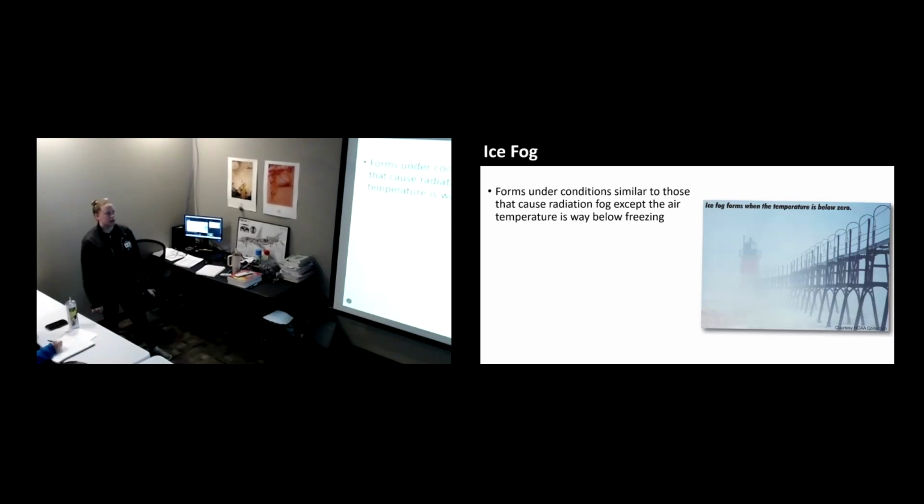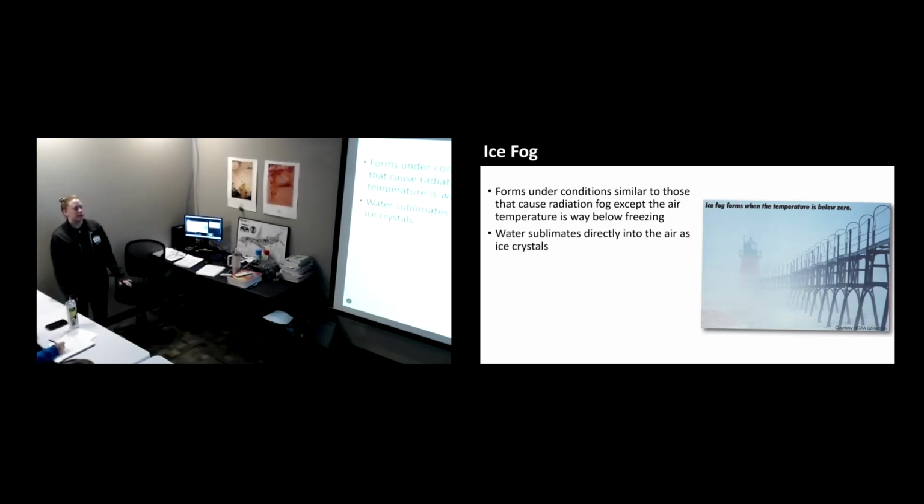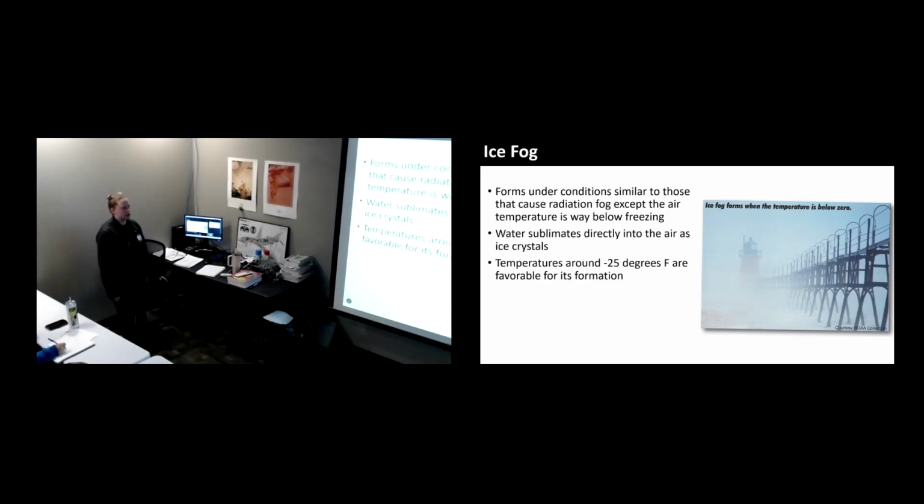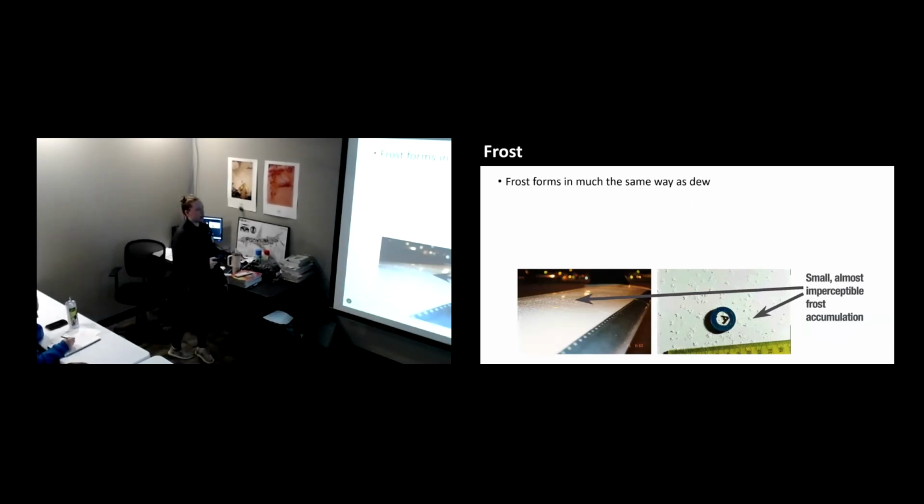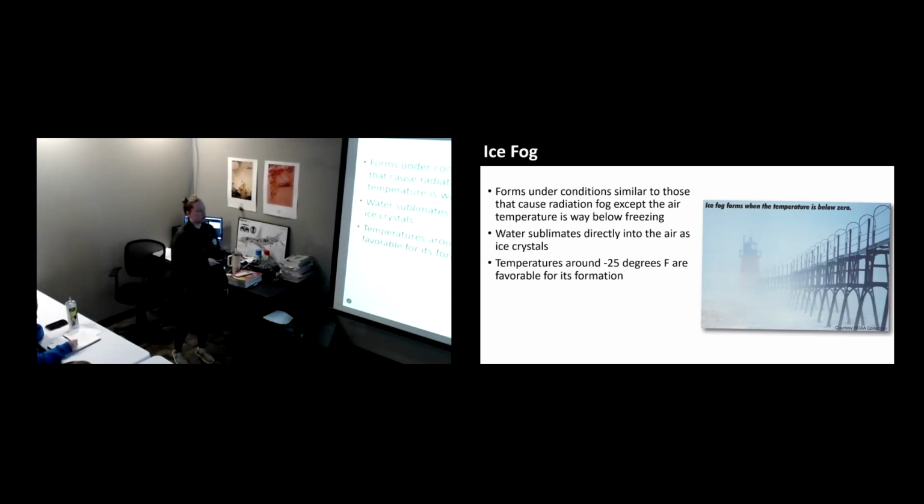Ice fog. It's basically the same thing as radiation fog, except it's freezing outside. Water sublimates directly into the air as ice crystals, at temperatures around -25 degrees Fahrenheit. We don't get that around here too often, so we don't have to worry about this one. Those are your kinds of fog. How many was that? Six. Say the ice fog one more time: it's basically radiation fog, but it's freezing temperatures, so it forms the same way.